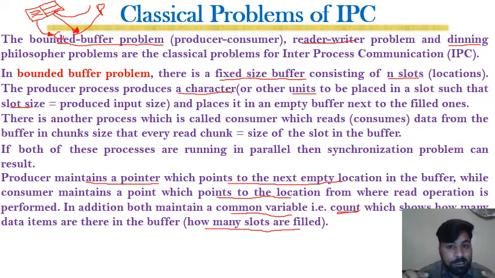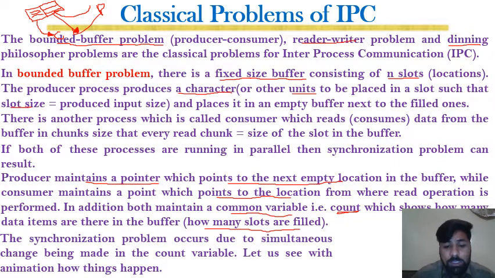So a race condition can result, and we'll discuss how in the next slide. The synchronization problem occurs due to simultaneous changes being made to the count variable. If two processes change the count variable simultaneously, for example the consumer wants to decrement it while the producer wants to increment it, there can be an inconsistency in the value of the count variable.